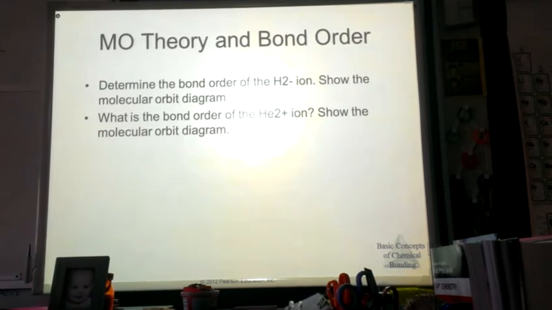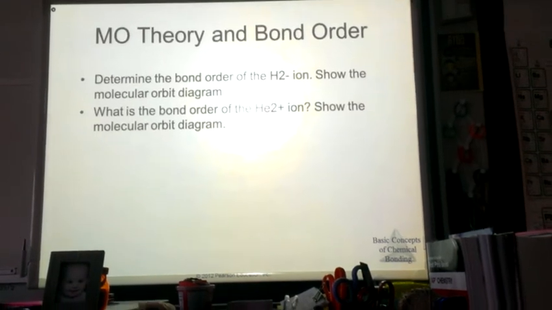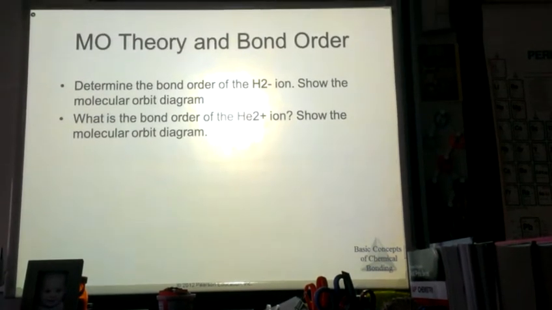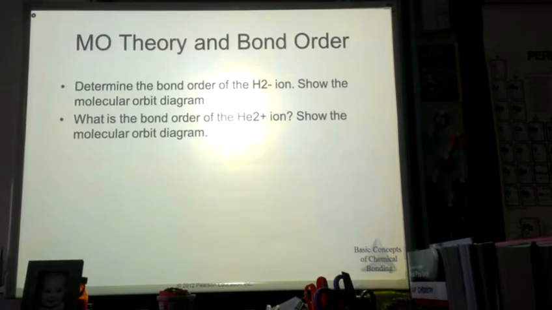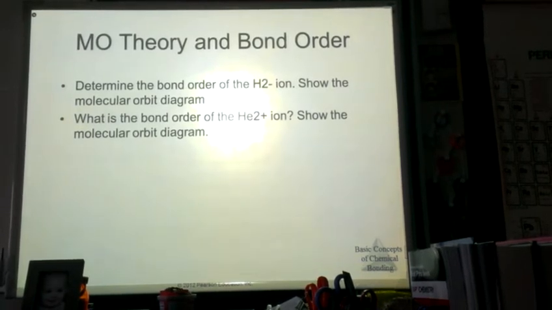Okay, what I'd like you to try, and I want you to hear me well on this: I don't care if you are right or if you are wrong. If you are right, then you are awesome. But if you get this wrong, that is totally okay. I just want you to try. How would I draw a molecular orbital diagram for diatomic hydrogen with a -1 charge? So a hydrogen molecule with a -1 charge.